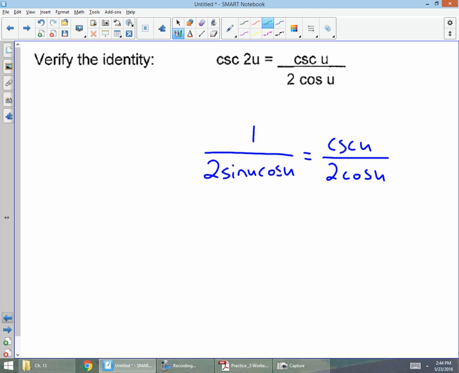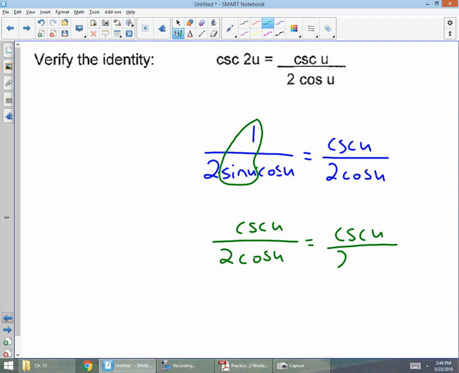So this gives me 1 over sine. Let's look at this part right here. 1 over sine is really what? Because this is all multiplication. That gives me, good, the cosecant of u, because 1 over sine is the cosecant, 2 cosine of u. And it looks kind of intimidating, but our left side matches our right side, doesn't it? And we're done.